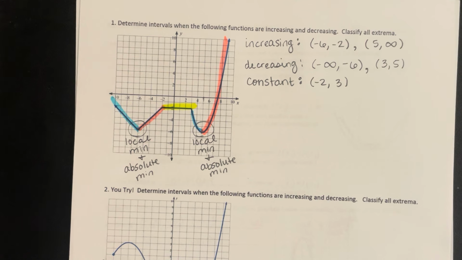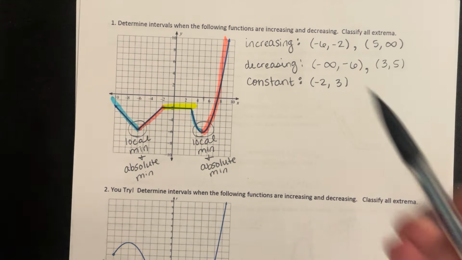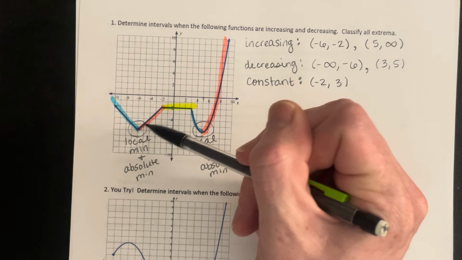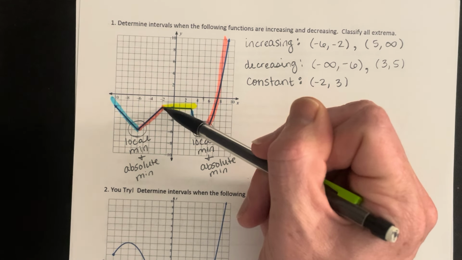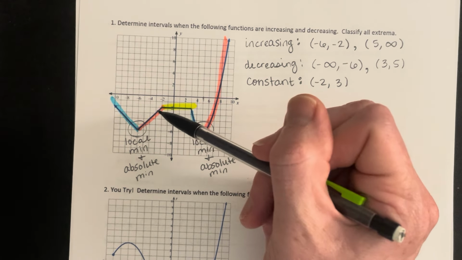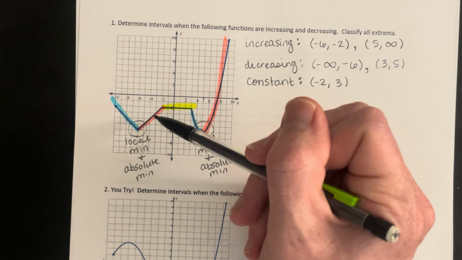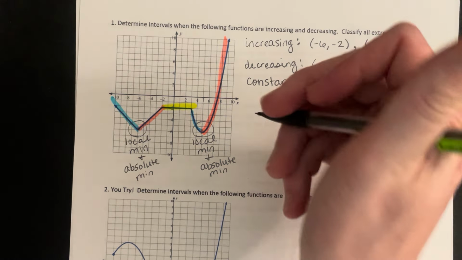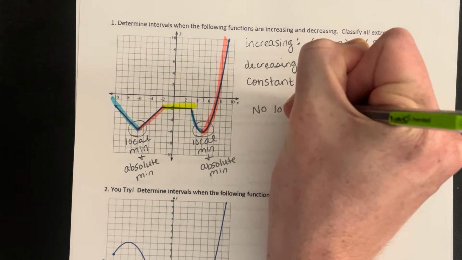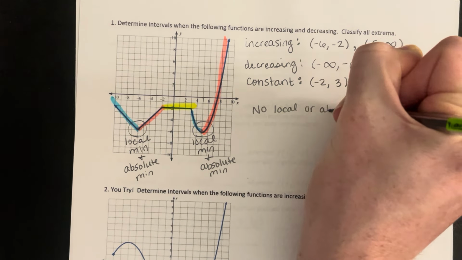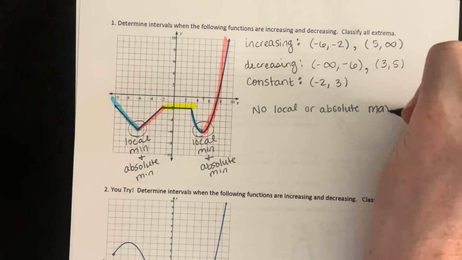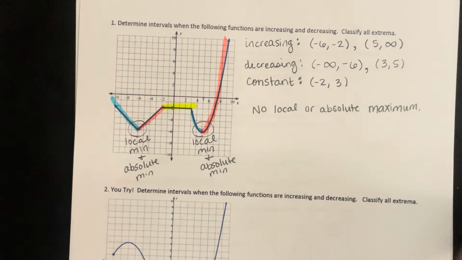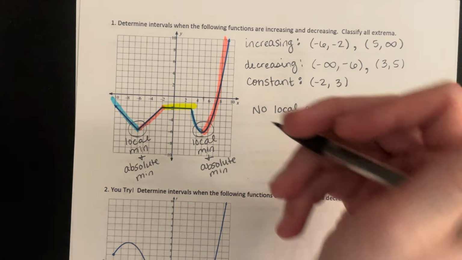If we look for a local maximum, that needs to be a change from increase to decrease. Across this graph, we do have an increase section that changes to a constant, but it doesn't change from increase to decrease. A maximum should have a mountain peak in the graph, and this one does not have any. So there are no local or absolute maximums. But there are some local mins and absolute mins.